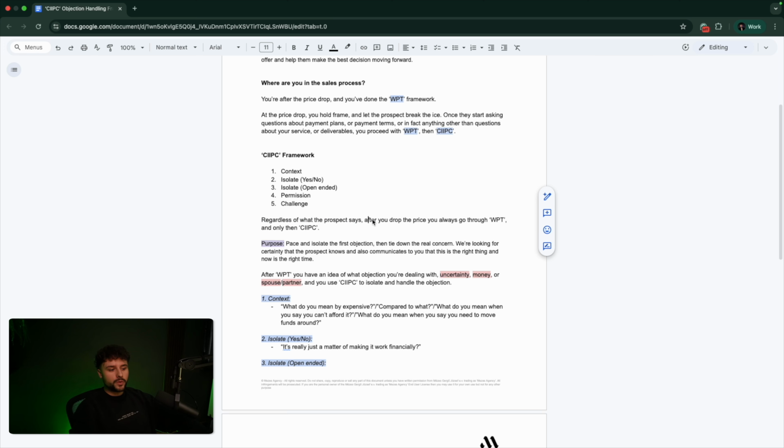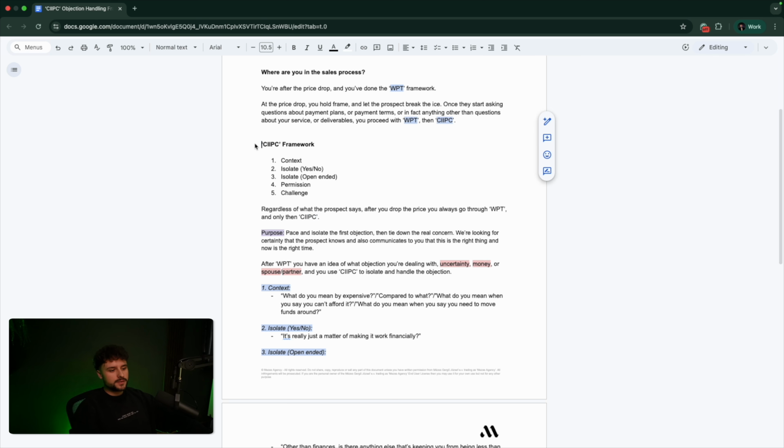But again, regardless of what the prospect says, after you drop the price, you always go to WPT and only then CIIPC. So the purpose of this CIIPC framework is, again, to isolate the first objection and tie down the real concern. Because again, you don't want to be handling smoke screens. If you're handling smoke screens and not the actual real concern of the prospect, then you're not going to move the sale forward. The conversation is not going to move forward, and it's not going to be a close at the end of the day, period.